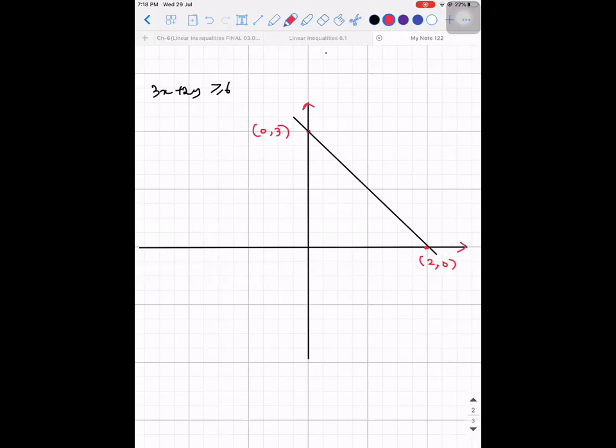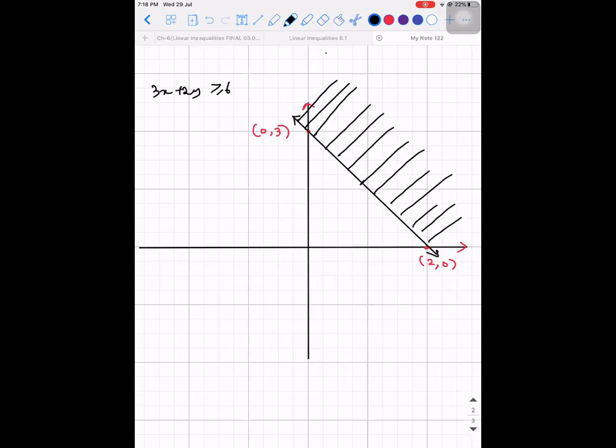Then what did I do here? If equal to sign is there, you can draw a continuous line, which means all the points on the line will also satisfy. Because on this particular line, how many points will you have? On a line, how many points can you find? You can find infinite number of points, right?